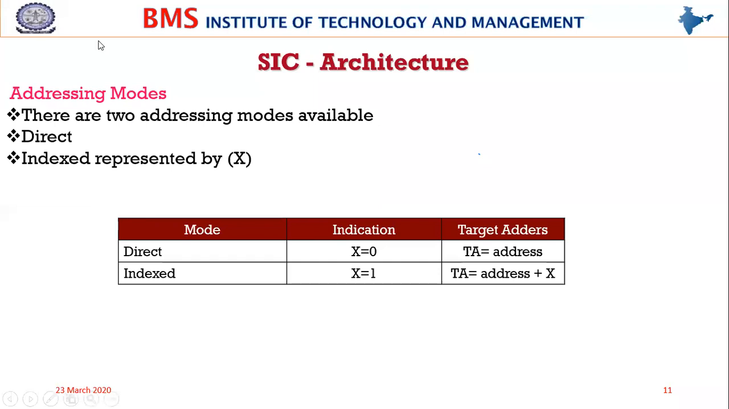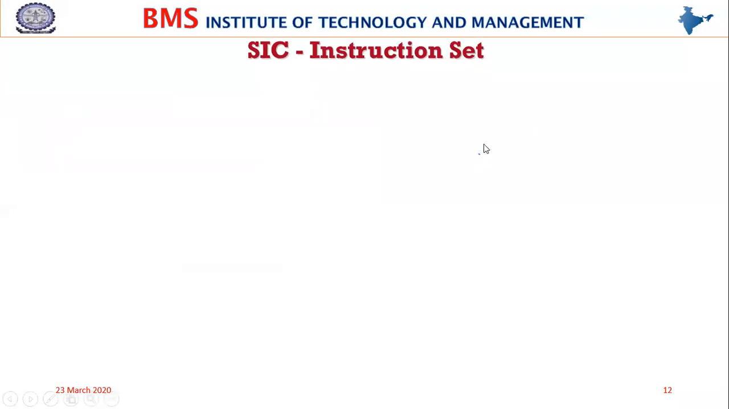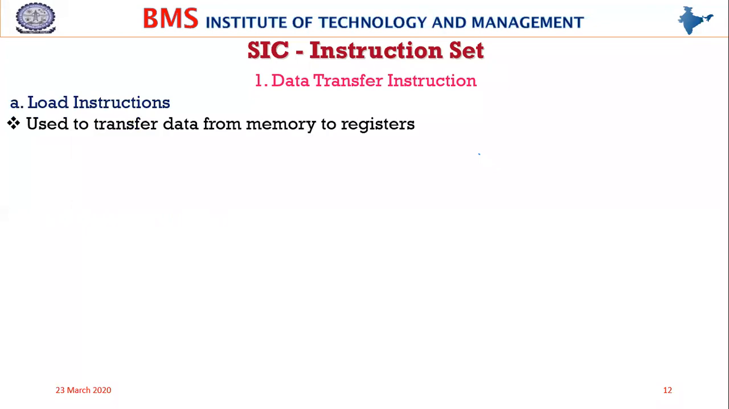We shall move further. Next, we'll talk about the instruction set of the SIC machine. The first category of instruction is the data transfer instruction, wherein we're going to see the load instructions and then the store instructions. Load instructions are usually used to transfer data from memory to registers.